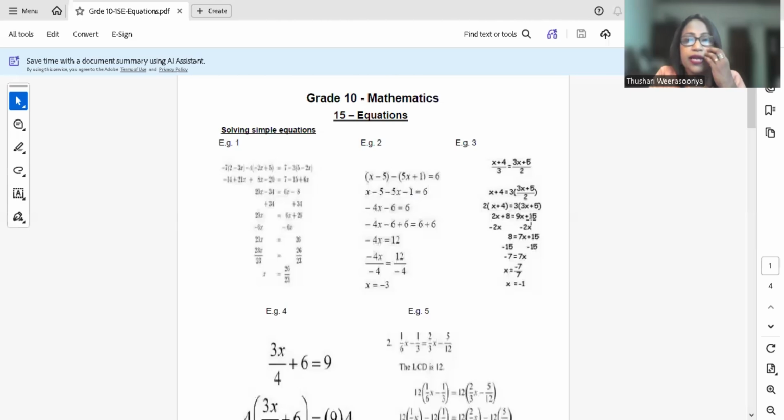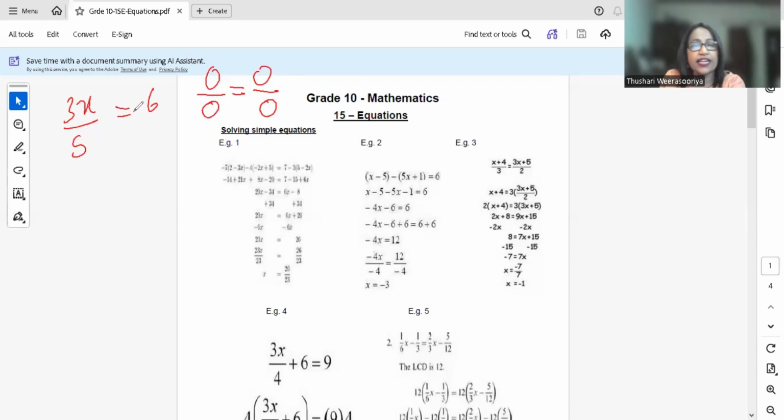Now we'll go to the next one. Sometimes you get the simple equation with fractions. How do we do the fraction form? We get an example: 3x over 5 equals 6. Now in this, you get two fractions. When you have two fractions, you can apply the cross multiplication. You can apply cross multiplication only in two fractions. You can multiply in cross form. That is why it's called cross multiplication.